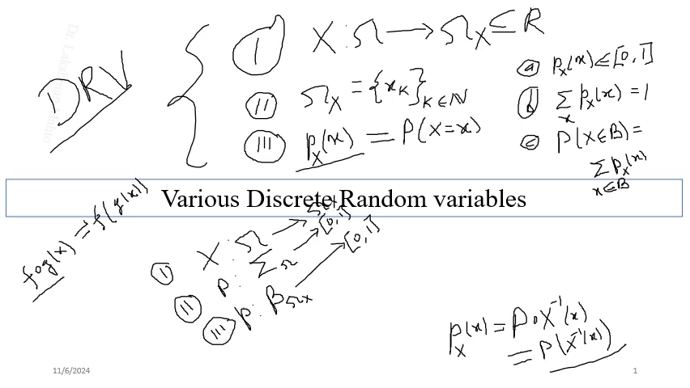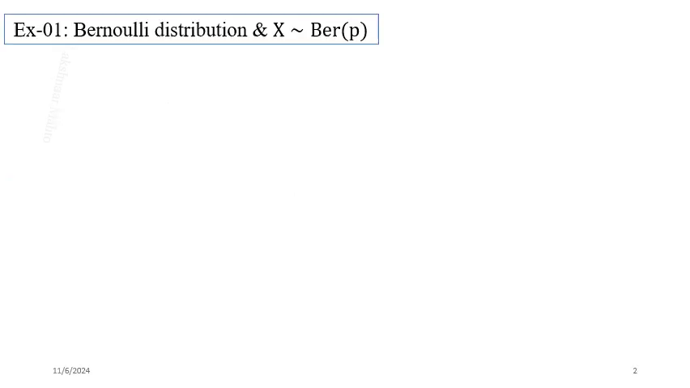What I have discussed till now, I have summarized everything. So all these are coming from the function perspective. Function, that you have to recall all those things. Okay. Now we'll talk about various different types of discrete random variable. The simplest discrete random variable is the Bernoulli distribution. Bernoulli random variable, and the corresponding probability distribution we'll call Bernoulli distribution.